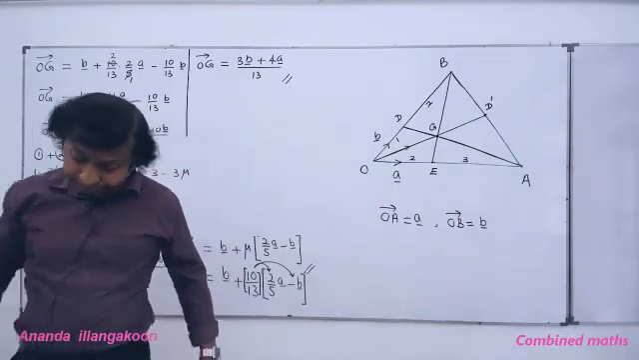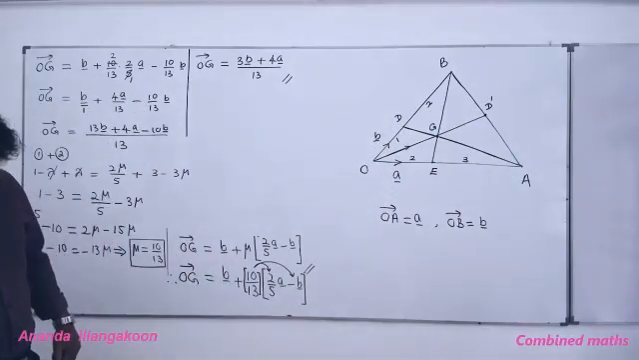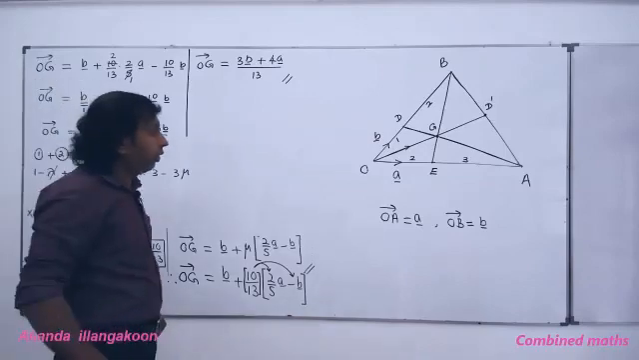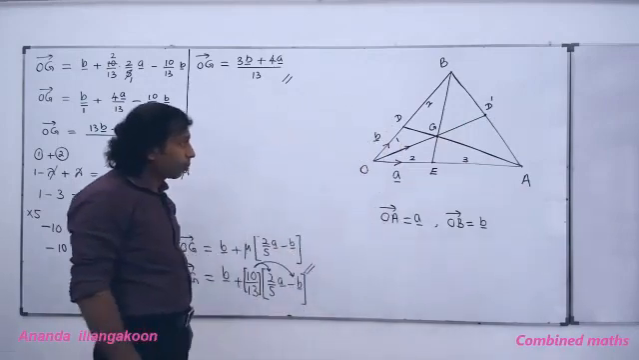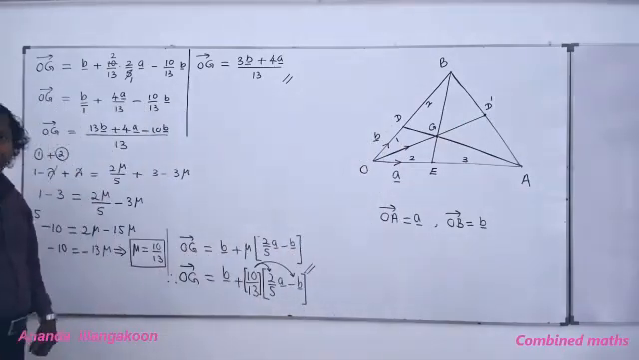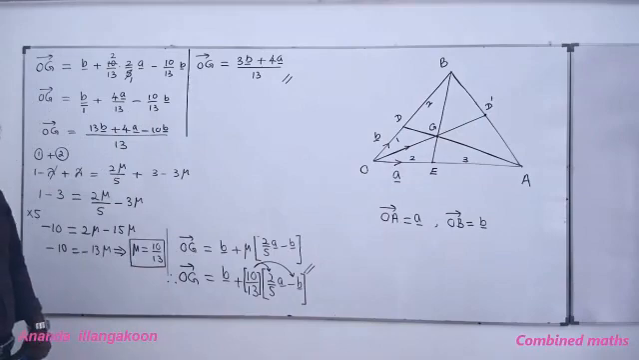Given, people, the line OG is produced. Line OG we extend. Then that extended line OG cuts this AB at D dash. That's what we are given. Now we are asked to find OD dash. Let's see, find this OD dash.